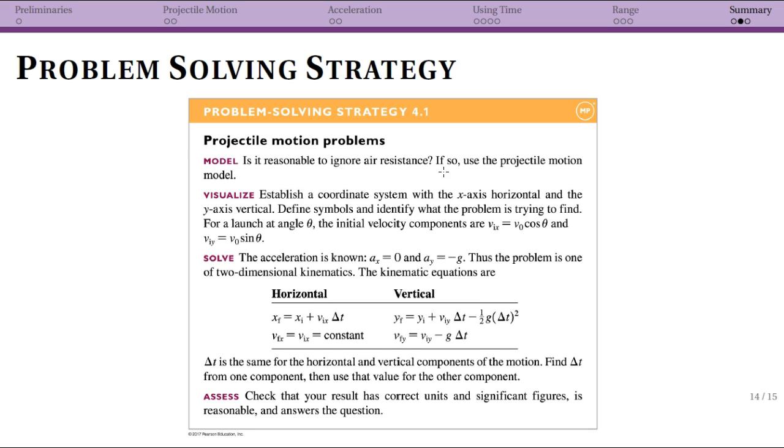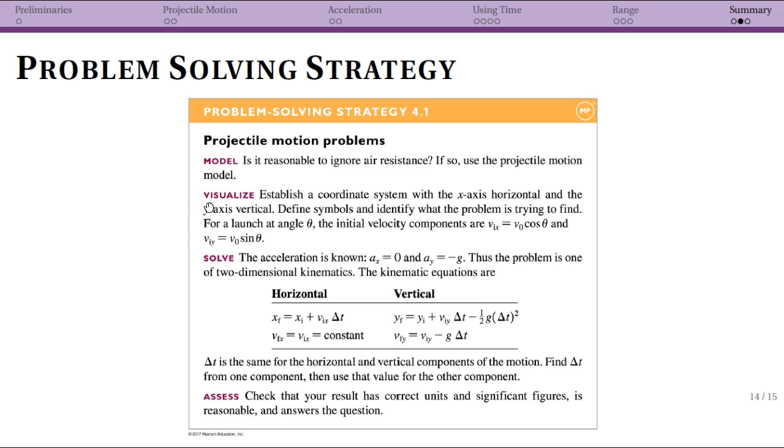So if you can ignore air resistance and it's 2-dimensional motion, you want to use projectile motion. If you can simplify it down to 1 dimension, i.e. just up and down, then you don't need to use projectile motion. You can use free fall. It's a 1-dimensional problem. So if you can ignore air resistance and it's 2D, then this is a good model to use. So then you want to visualize, and this is really important.